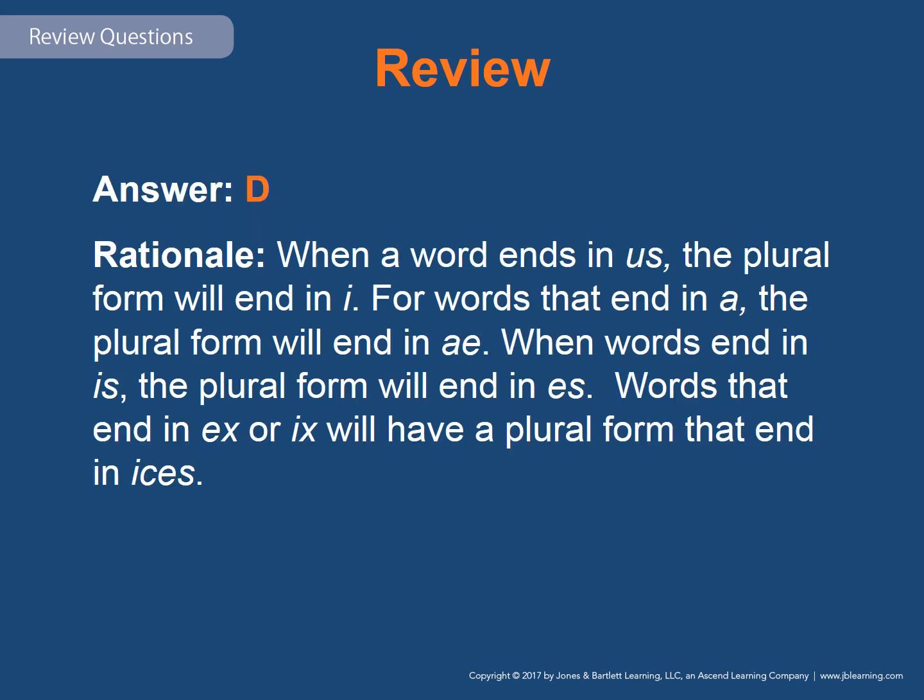And hopefully you chose D, bronchi. When a word ends in us, the plural form will end in I. For words that end in A, the plural form would be the AE, kind of like vertebra, vertebrae. When a word ends in IS, the plural form will end in ES. Words that end in X or IX, the plural form will be ICES, for apex, apices.